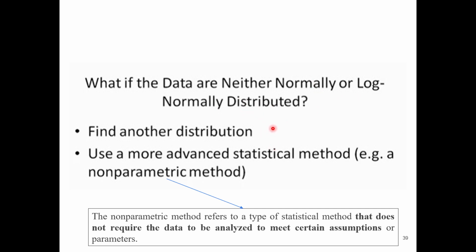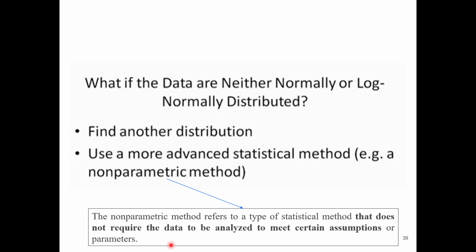Okay, so for that case, what we will have to do is find another distribution, or we will use a more advanced statistical method, for example a non-parametric method. A non-parametric method refers to a type of statistical method that does not require the data to be analyzed to meet certain assumptions or parameters.